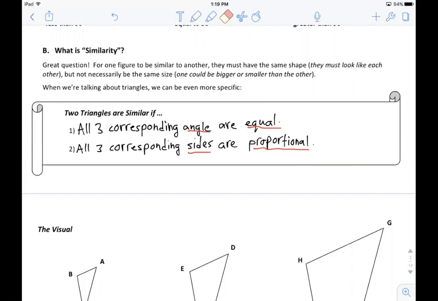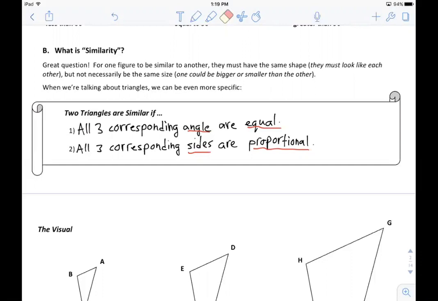So in other words, for all three of the angles in a smaller triangle, I need to be able to find a matching, or in other words, corresponding angle in the bigger triangle to match it up with. And if I can find one in the bigger triangle that's equal to it, I've found a corresponding pair of angles. So if every angle in the small one has one in the bigger triangle that it matches up with, then that's one step towards it being called similar.